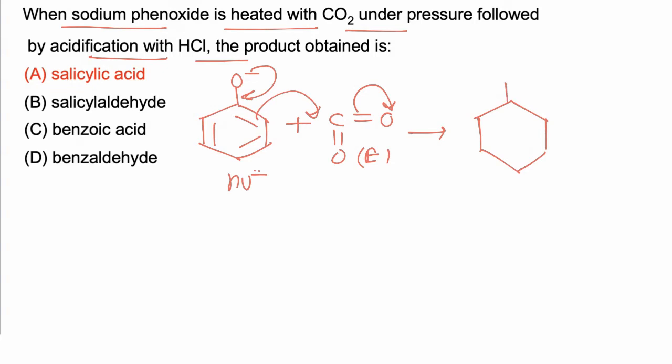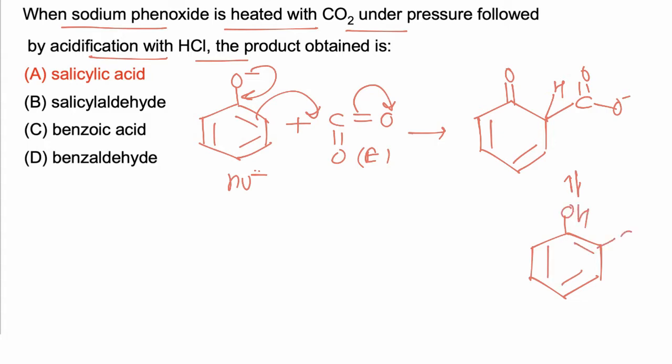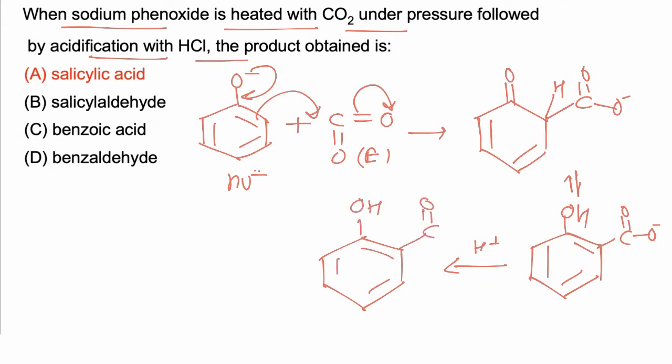So this molecule will be converted to C double bond O negative. Now this molecule is further tautomerized to give phenol. Now this ion is formed. On further acidification, it will be converted to acid. So salicylic acid is formed as a final product, and hence correct answer is A.